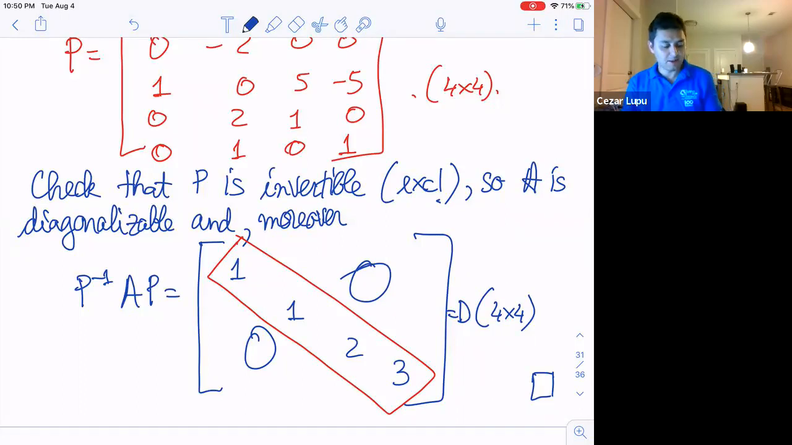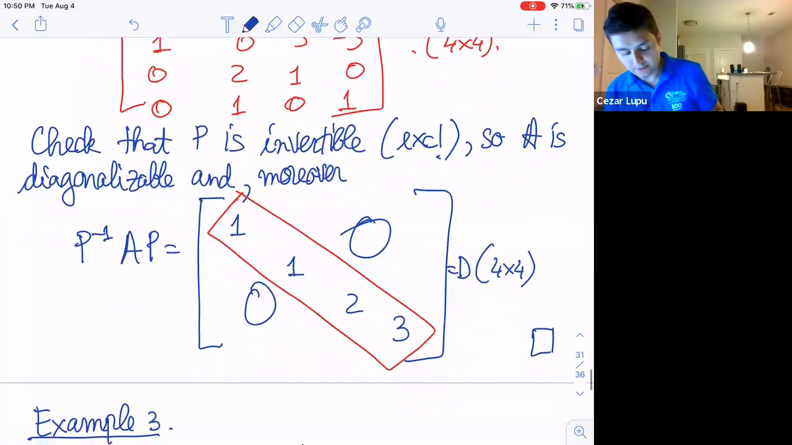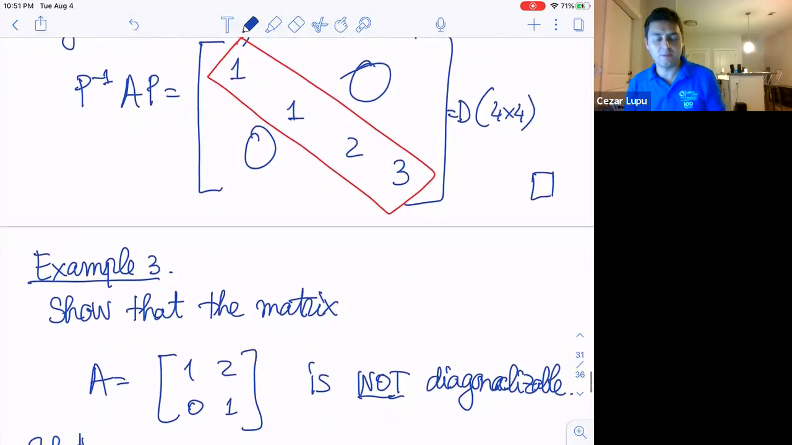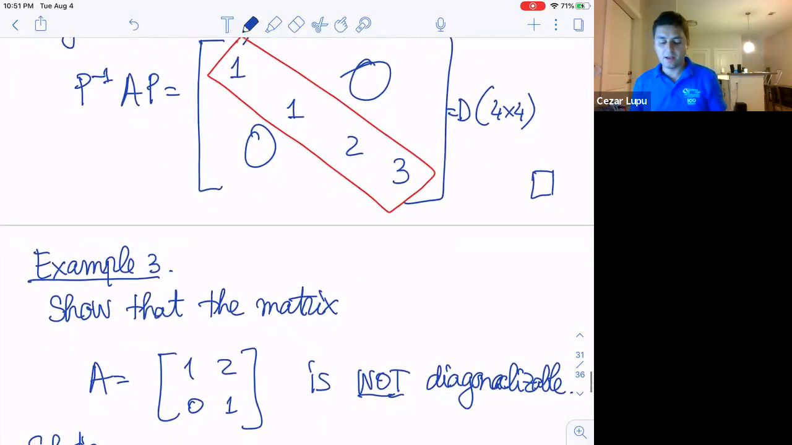Well, that's not quite unexpected. And the rest of the elements are 0. Okay, that's the problem. Now let's see another example. I want to see an example of a matrix that's not diagonalizable. And this time I'm going to take a 2x2 matrix.